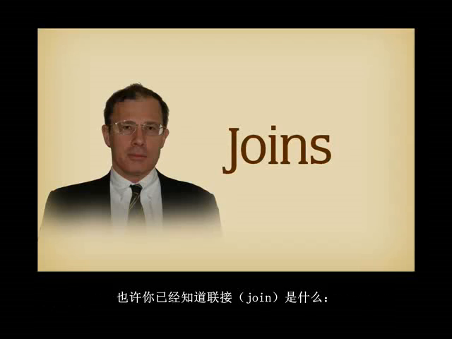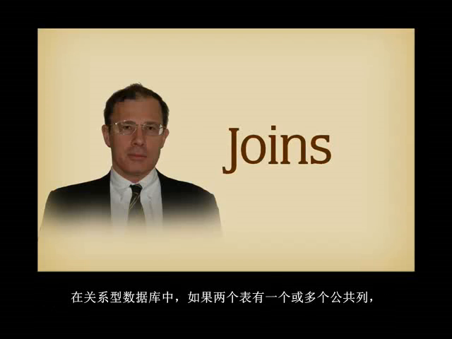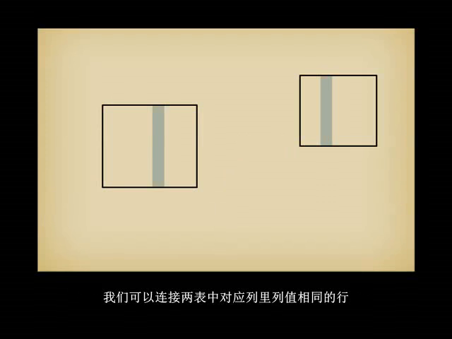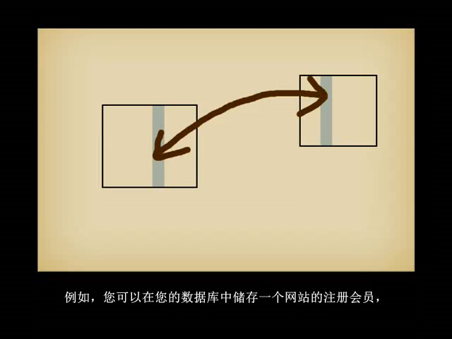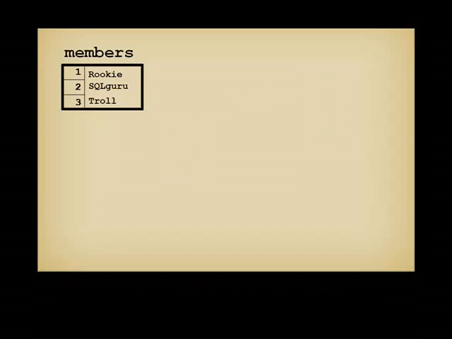You probably know what a join is. In a relational database, when two tables have one or several common columns, you can link them by saying that a row in one table matches a row from the other table that has the same values in the common columns. For instance, you can store in your database the registered members of a website.